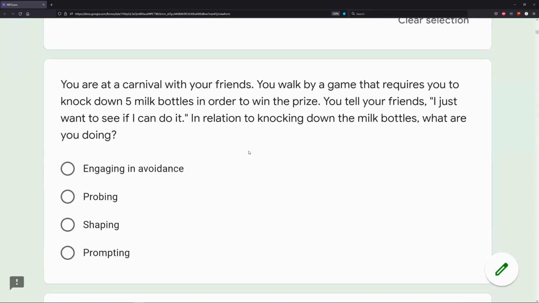Question 2. You're at a carnival with your friends. You walk by a game that requires you to knock down 5 milk bottles in order to win the prize. You tell your friends, I just want to see if I can do it. In relation to knocking down the milk bottles, what are you doing?